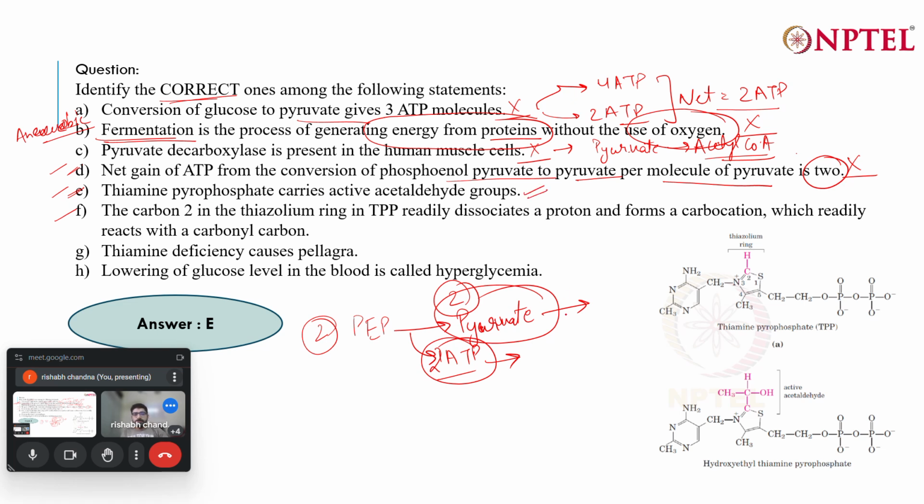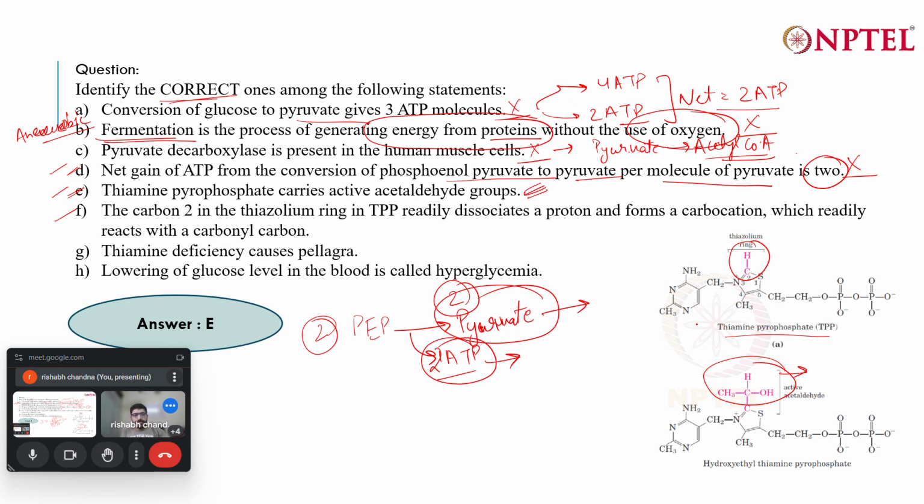Okay, so this is in the figure as we have seen. This is a thiamine pyrophosphate molecule, and through this group the active aldehyde molecule is actually attached. Okay, so this is a correct answer. Then, the carbon 2 in the thiazolium ring in TPP readily dissociates a proton and forms a carbocation, which readily reacts with the carbonyl carbon.